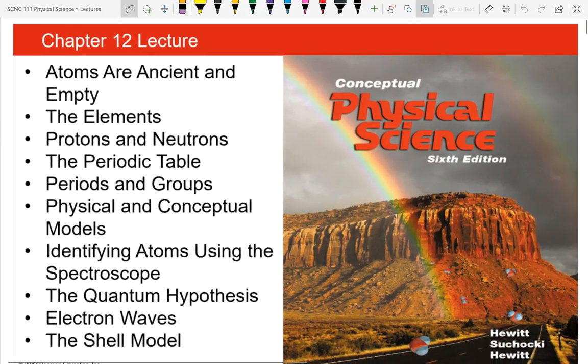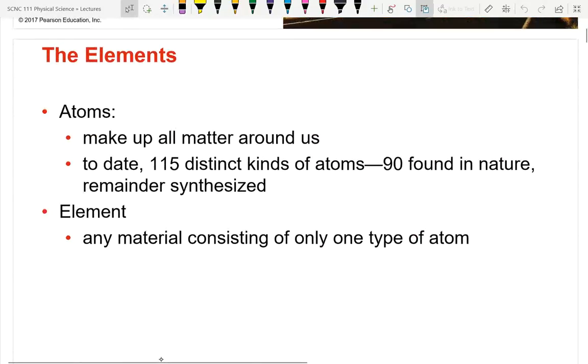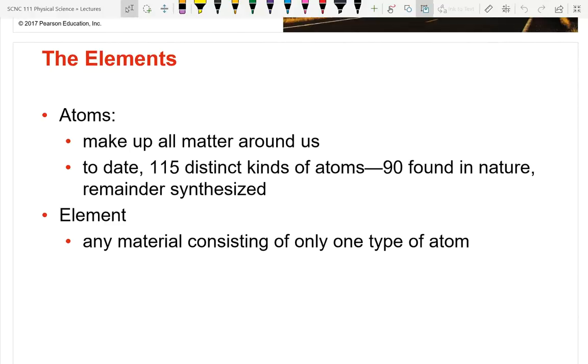Alrighty, we shall continue with our discussion of chemistry. So we've already started some on chemistry. We talked a little about the periodic table. We're going to talk a lot more about the periodic table today. So the elements. Now remember, what is an element?